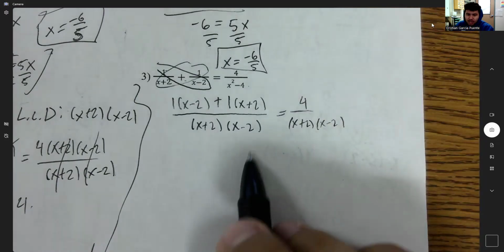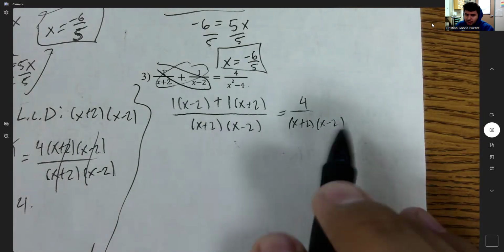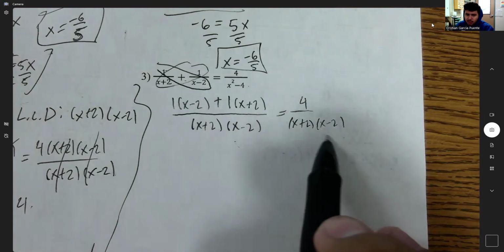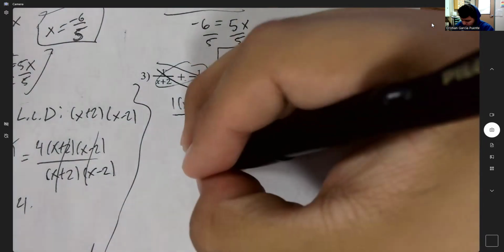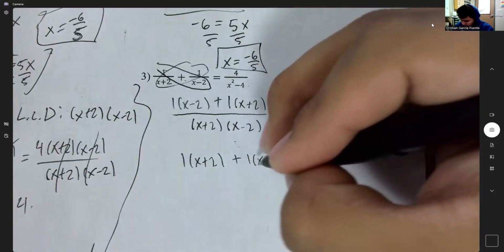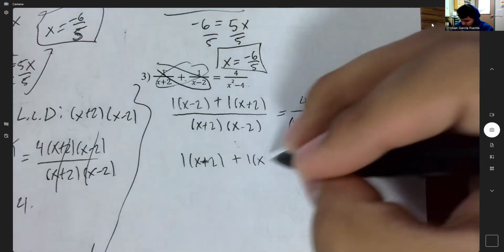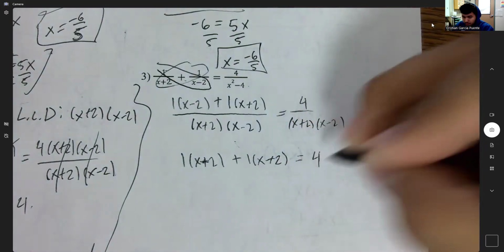And now you see how they both have x plus 2 and x minus 2 on the bottom of the fractions? So since they have the same thing on the bottom, you can just ignore the bottom and just make the top equal to each other. So just rewrite the top. So you'll have 1 times x plus 2 plus 1 times x minus 2, and that's just going to equal 4.